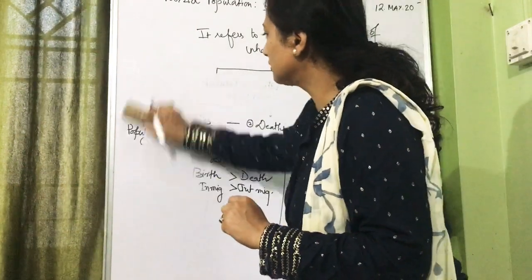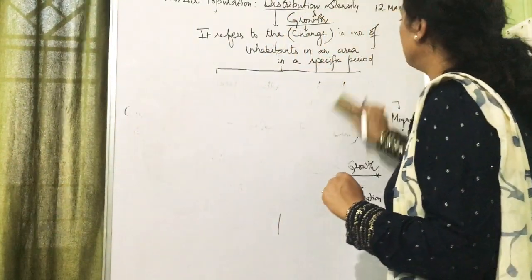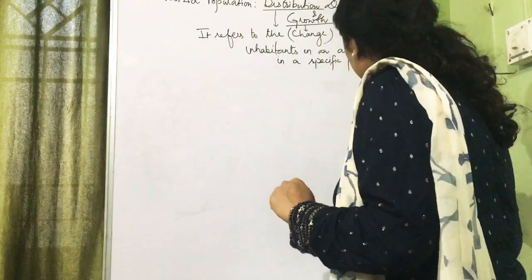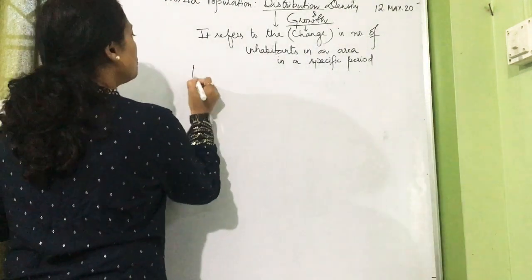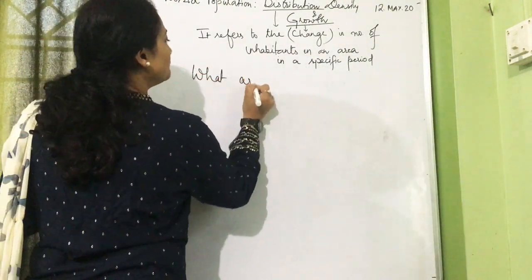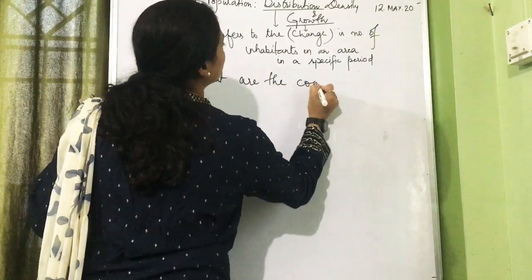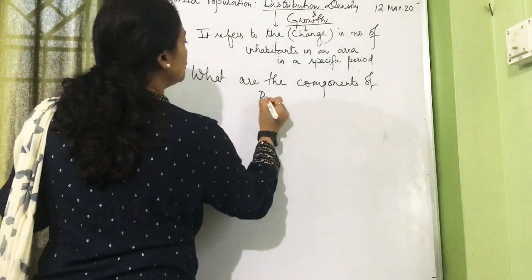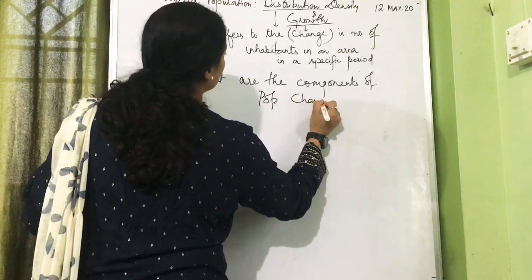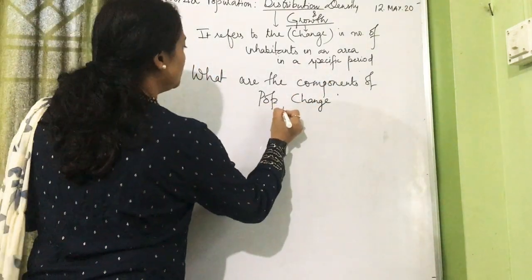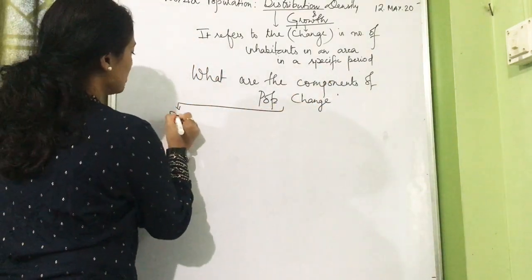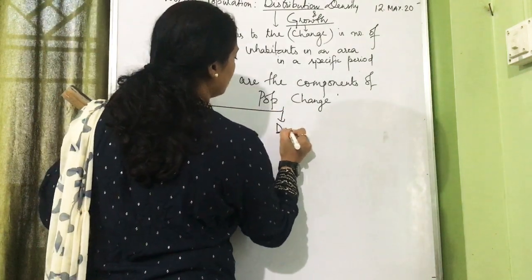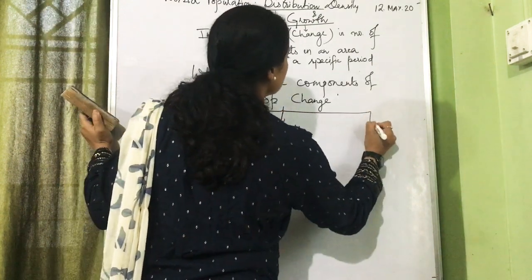Now we go to the components. We discuss the components of population change. As we have just seen, there are three components. What are the components of population change? There are three components of population change, as we have just now seen. One is birth, one is death, and the third one is migration.